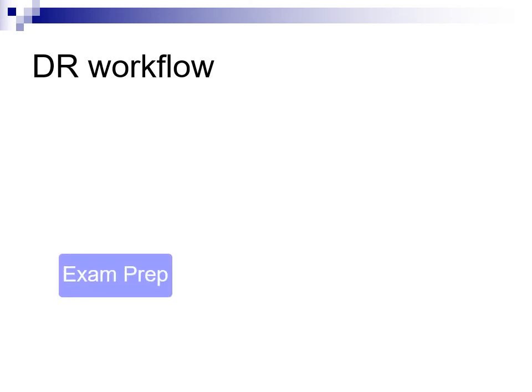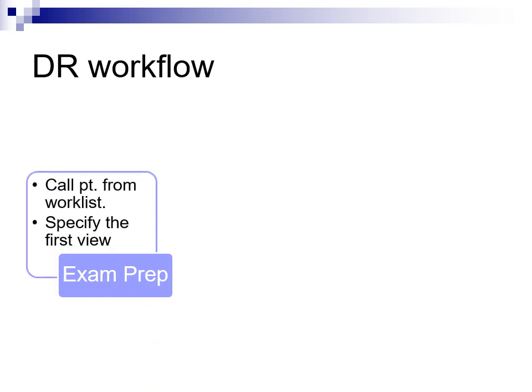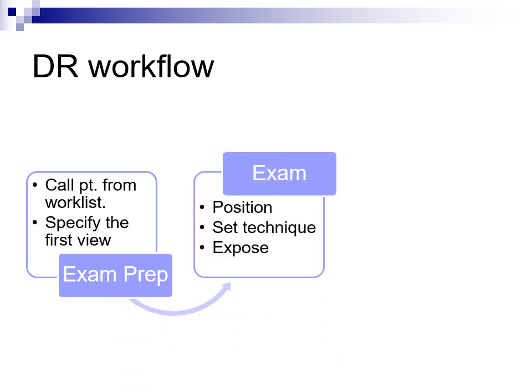To prepare for the exam, select the patient information from a work list and specify that you are ready to perform the first view. This action automatically links patient information to the current exam and to each view. During the exam, you position the patient, center the imaging plate, collimate, set technique, and expose. The completed image should come up on your computer screen within a few seconds. Go on to the next view.